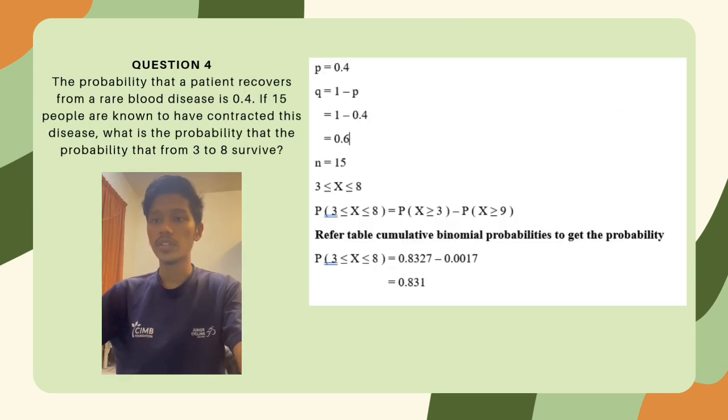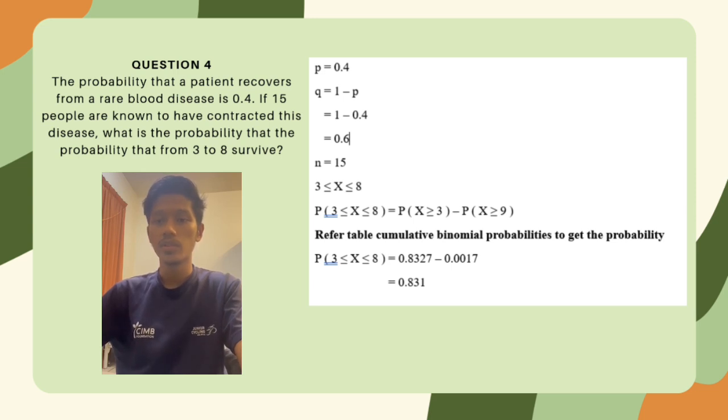Question 4. The probability that a patient recovers from a rare blood disease is 0.4. If 15 people are known to have contracted this disease, what is the probability that from 3 to 8 people survive? Okay, so from this question, we know that p is 0.4, n is 15, and x is greater than or equal to 3, but less than or equal to 8. So by this information, we can make the equation P(x ≥ 3) minus P(x ≥ 9).